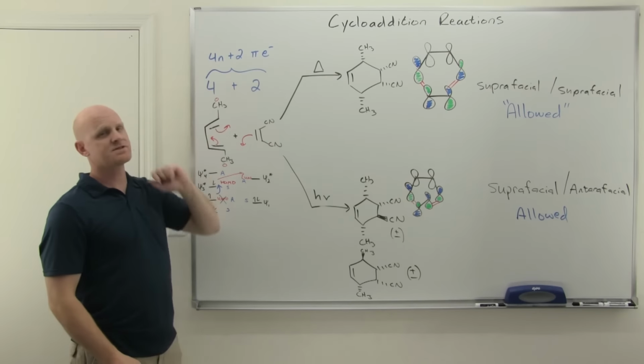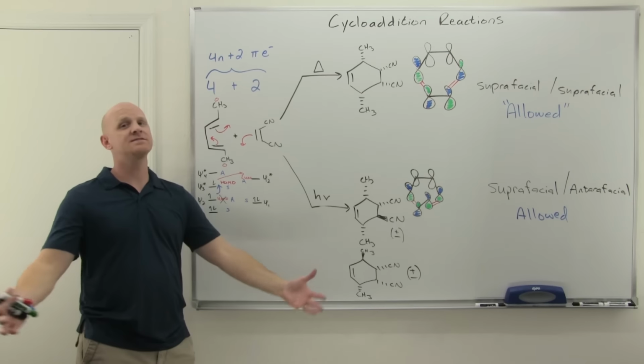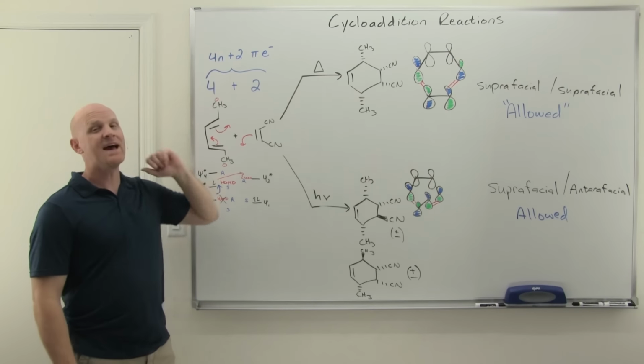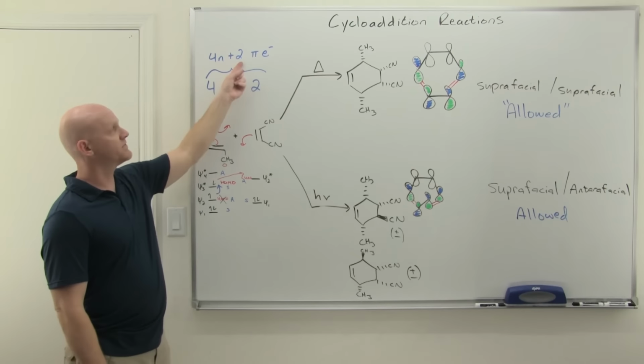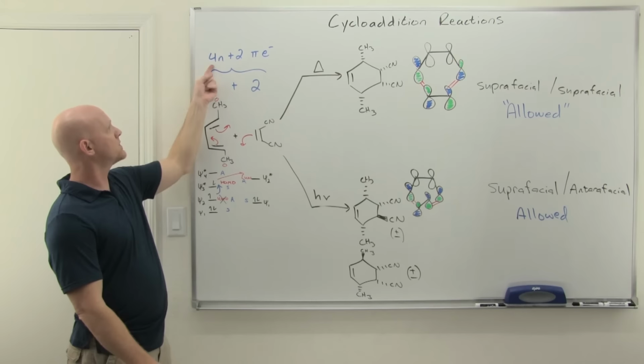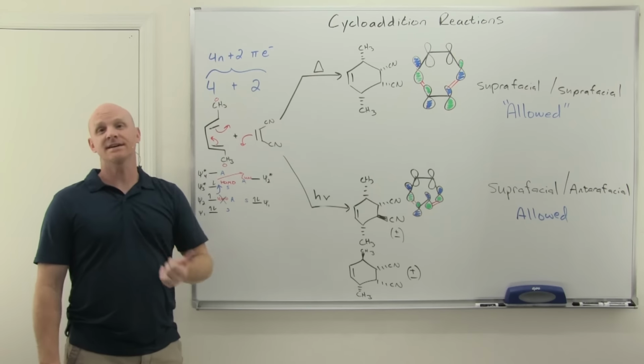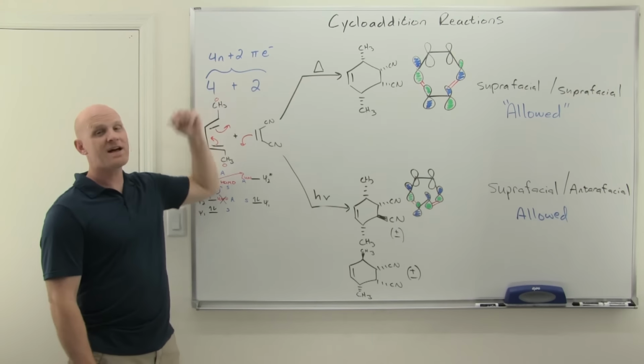So 4n plus 2 is just a mathematical term. It describes an infinite set of numbers, where n here can be any integer starting with 0. So if you have 4 times 0 plus 2, that's 2. If you have 4 times 1 plus 2, that's 6. If you have 4 times 2 plus 2, that's 10.